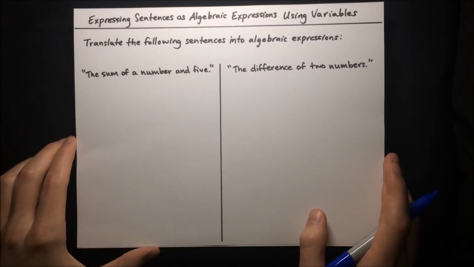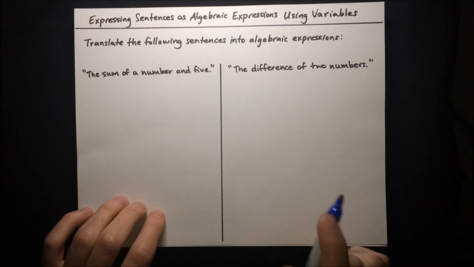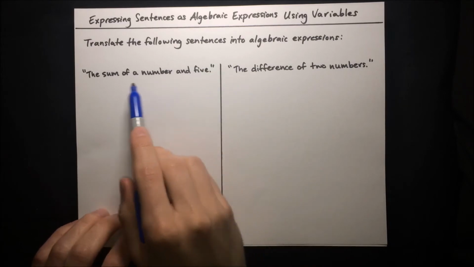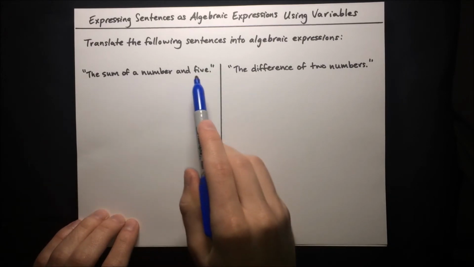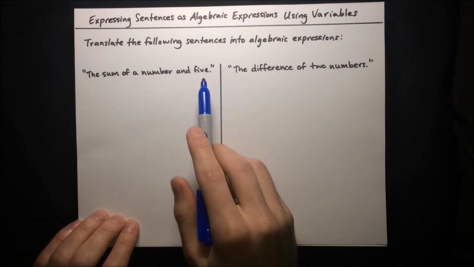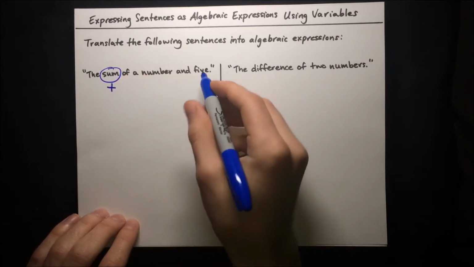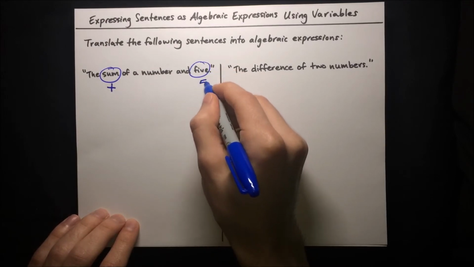Alright, let's translate some more sentences. This time these sentences involve the use of variables. So first of all, the sum of a number and 5. What do we do here? Well, sum we know that is plus. That's pretty straightforward. 5 we know that's just the number 5.